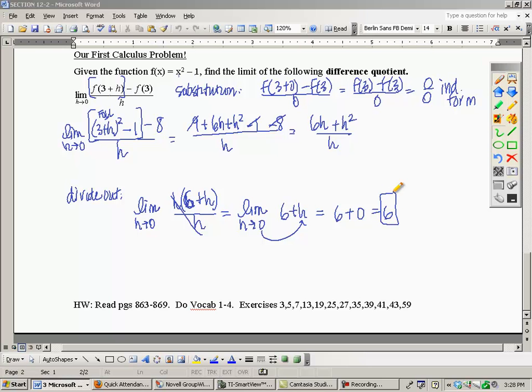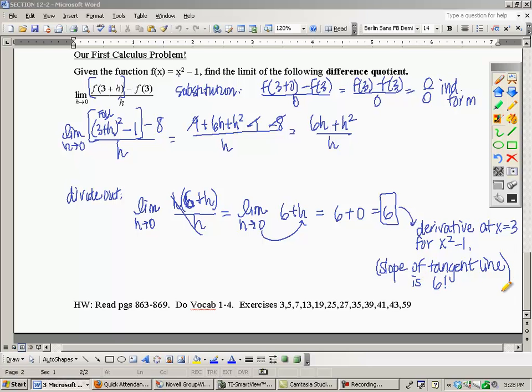Now, what this means is we're taking the derivative at x equals 3 for the function x squared minus 1. What that means is the slope of the tangent line is 6. And we're going to talk about what in the world a derivative or a slope of a tangent line or whatever that is Mr. Vanik's talking about. Our lesson for tomorrow is this idea of a tangent line, and I'm going to discuss more of that. But what we did is brought back a little bit of the difference quotient.